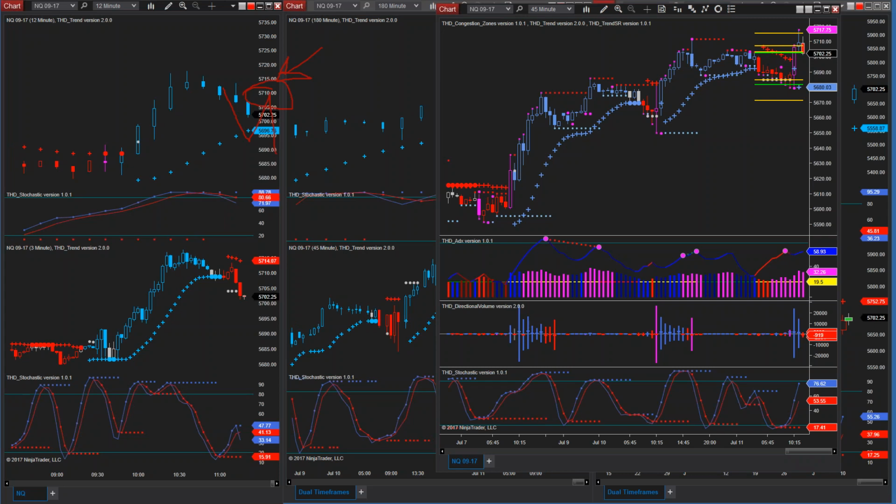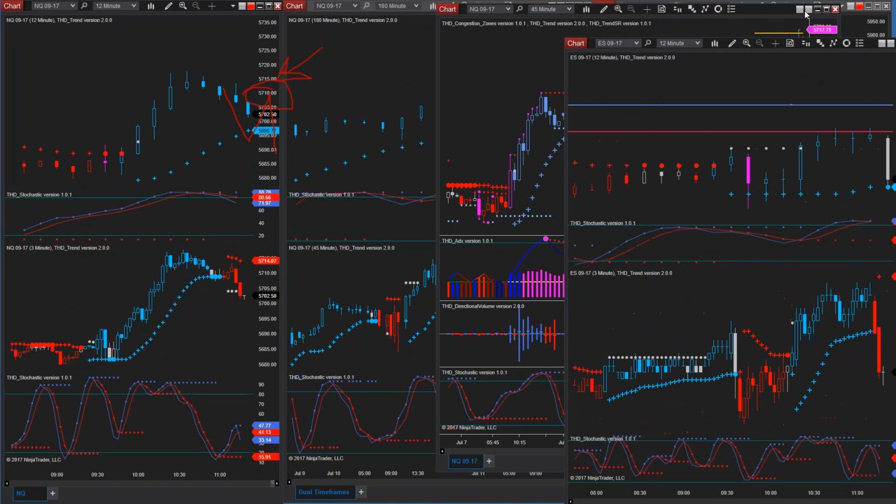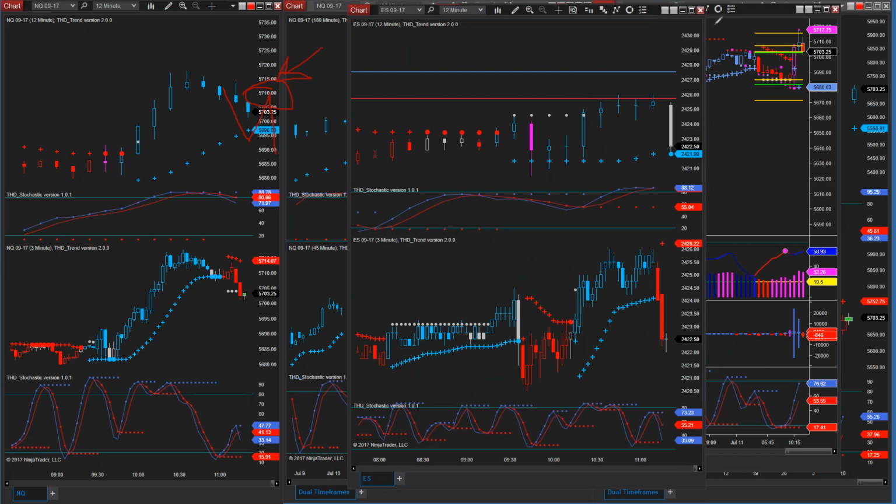This is really showing you, we knew from the get-go that the NASDAQ was going to be the market to trade. This red line right here is the London low. This is the London high. And it's retraced back. It rejected it here and it rejected it here.